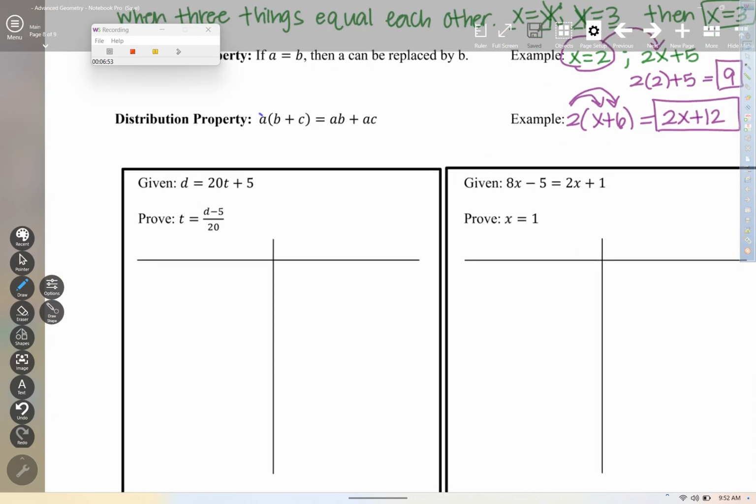All right, let's go ahead and start off our very first proof. Given d is equal to 20t plus 5, I am trying to prove that t is equal to d minus 5 over 20. So based off of what we were given and what I'm trying to prove, we can then say that I am trying to solve for t.